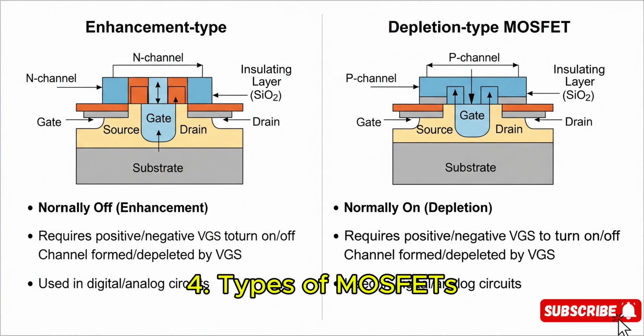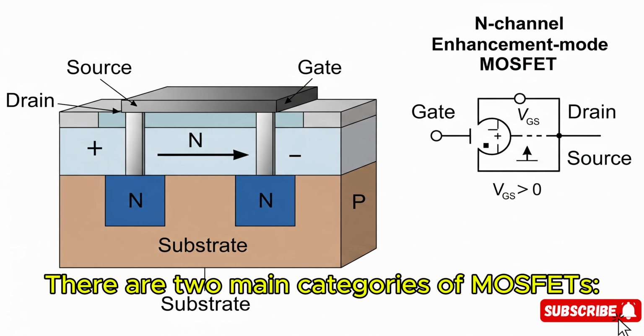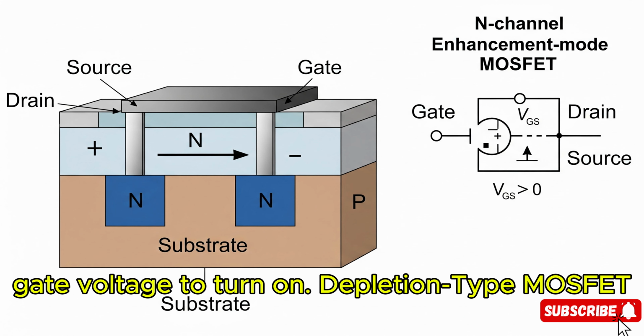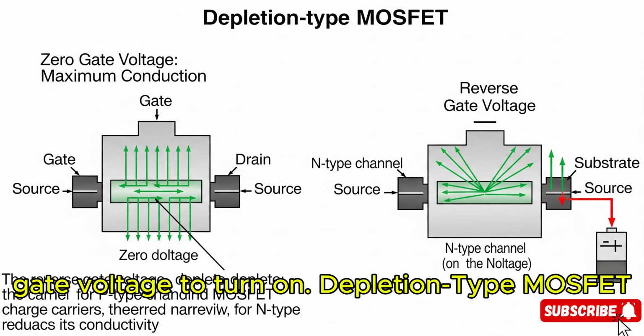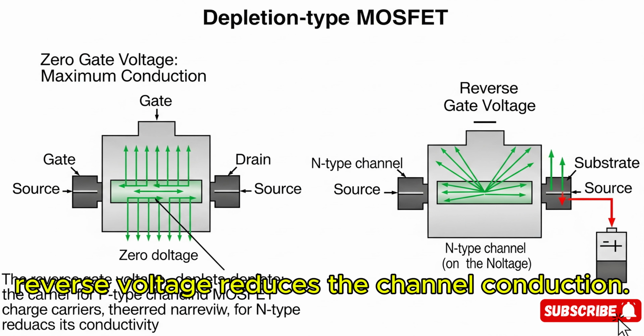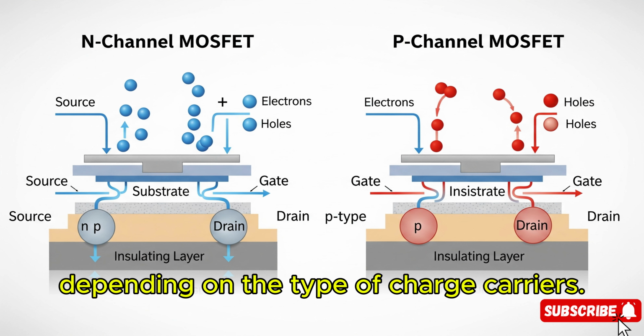4. Types of MOSFETs. There are two main categories of MOSFETs. Enhancement type MOSFET requires a positive gate voltage to turn on. Depletion type MOSFET conducts even with zero gate voltage, and a reverse voltage reduces the channel conduction. Additionally, MOSFETs can be N-channel or P-channel depending on the type of charge carriers.